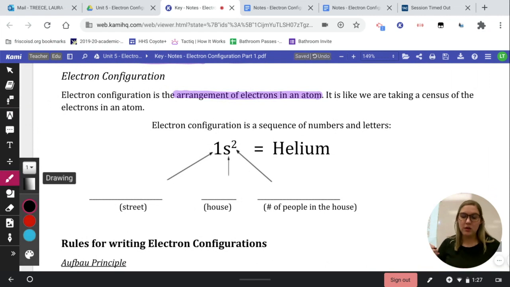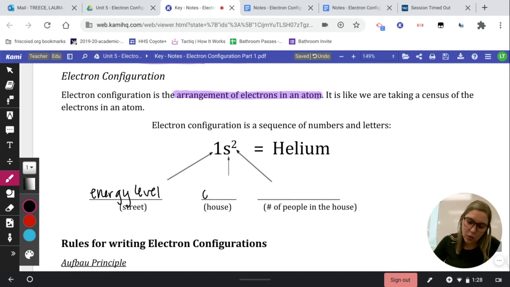Our 1 corresponds to our energy level, which is like the street that you live on. It tells you in general where these electrons are located. And then our S is our orbital. So what orbital are we in? Not orbital, this is our sublevel.